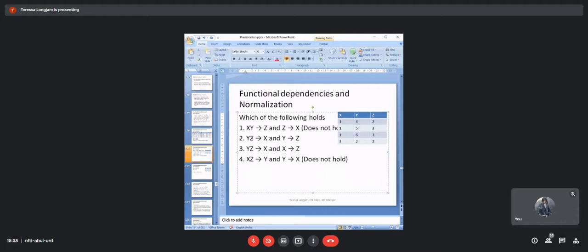Now what about this? The combination of Y and Z can determine X. This is going to be true because we have Y on the left-hand side. What about Y determines Z? Yes, this is also true, because Y has unique values, so it holds.